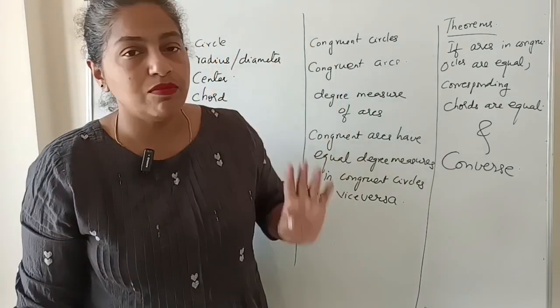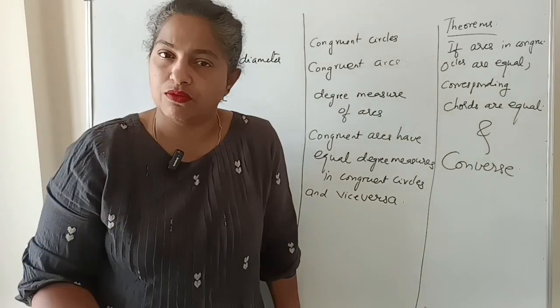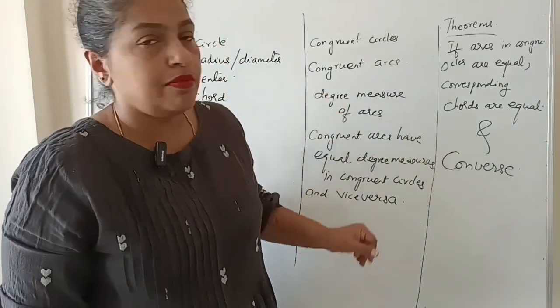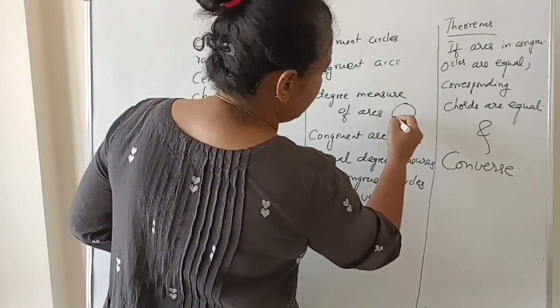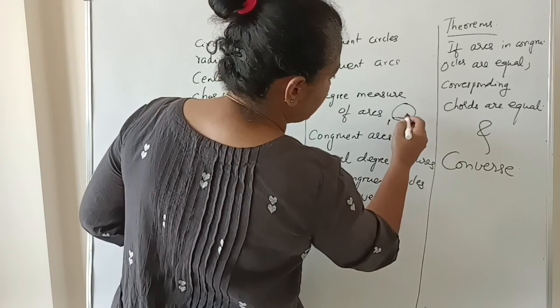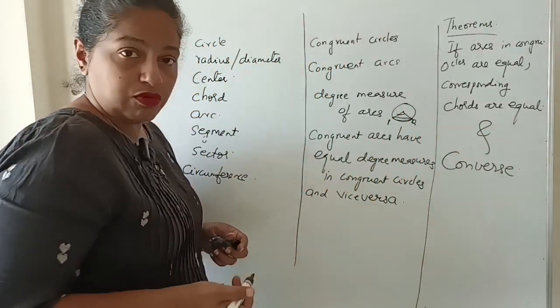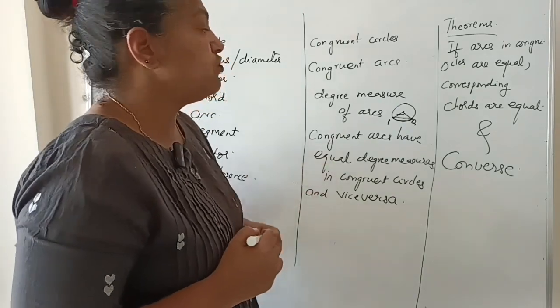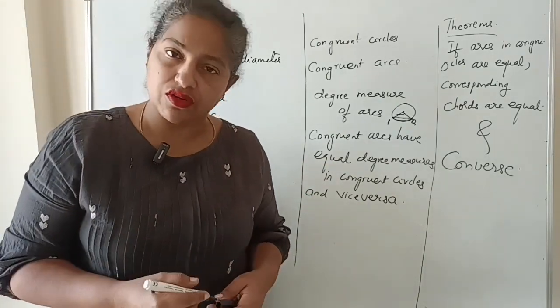Okay. Then we learned about congruent arcs. Two arcs are congruent only if again they can be superimposed on each other. Degree measure of the arc. So, when you have a circle and you have an arc PQ, okay, this is the arc PQ. This is the degree measure of this arc PQ. We learned about what is the degree measure of an arc. We also learned that congruent arcs have equal degree measures in congruent circles.